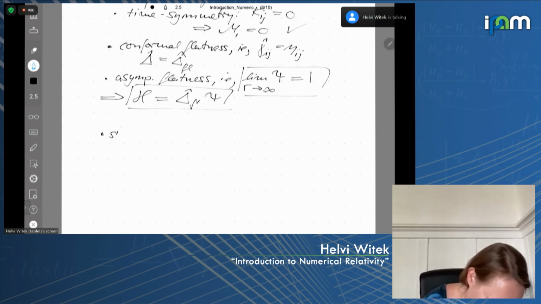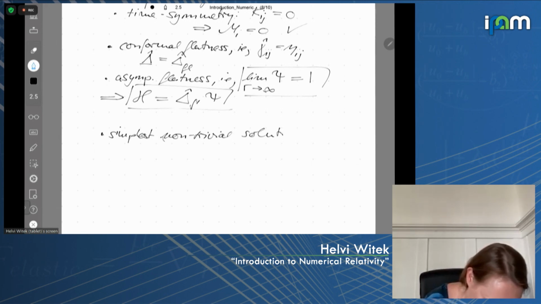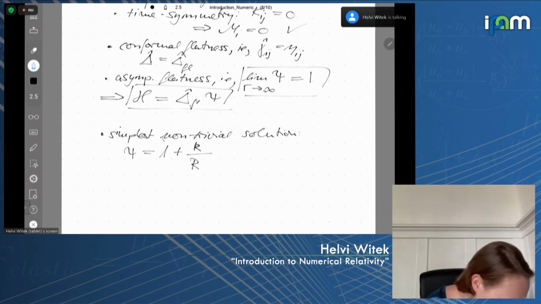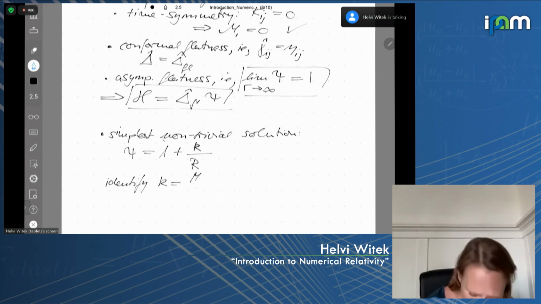Yeah, the simplest non-trivial solution to this equation is the conformal factor equals 1 plus some constant, little k, divided by the radius. And now if we identify this constant to be the mass of our black hole over 2, then obviously our conformal factor is 1 plus m over 2r.